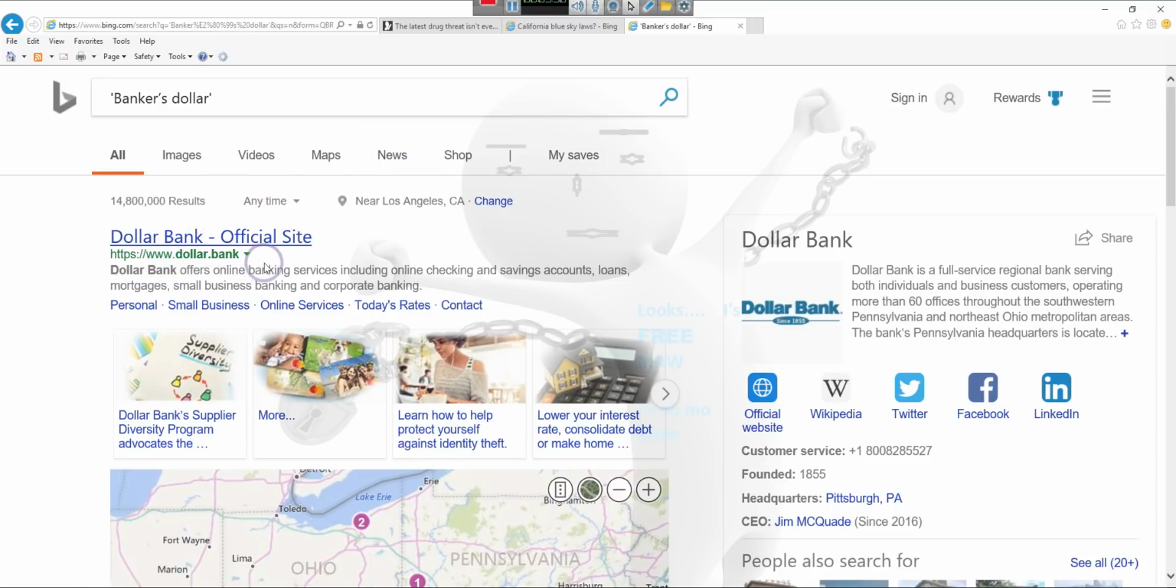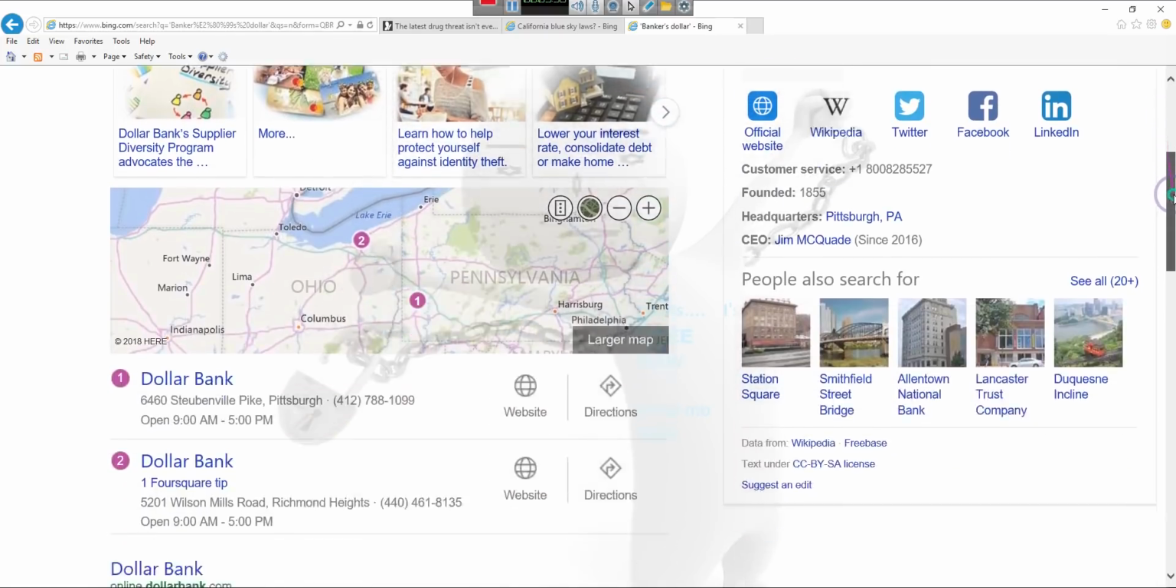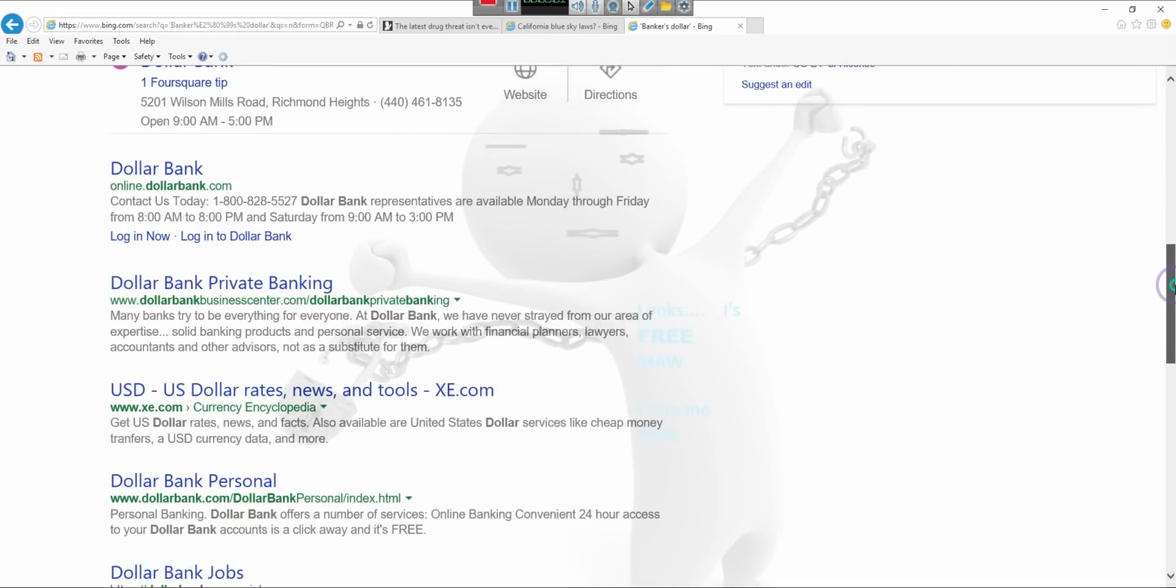Dollar Bank offers online banking services, including online checking and savings accounts, loans, mortgages, and small business banking and corporate banking. Oh, look at that. Nobody asked about Dollar Bank. We said banker's dollar.